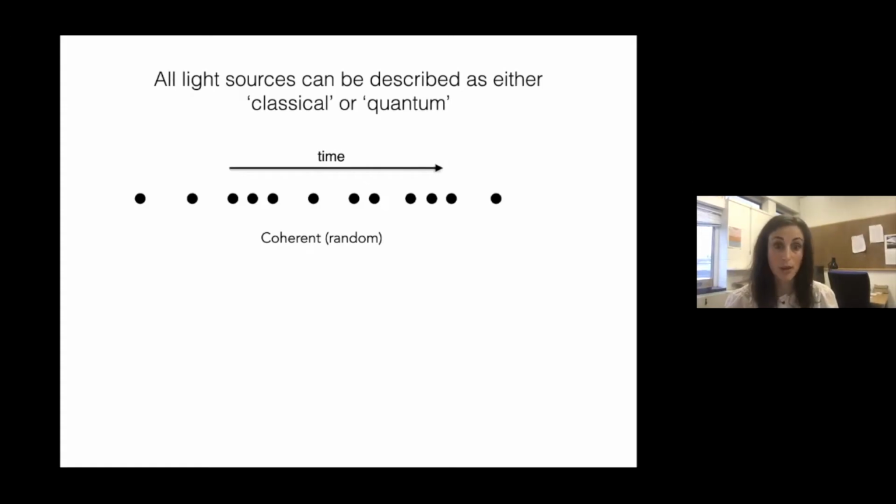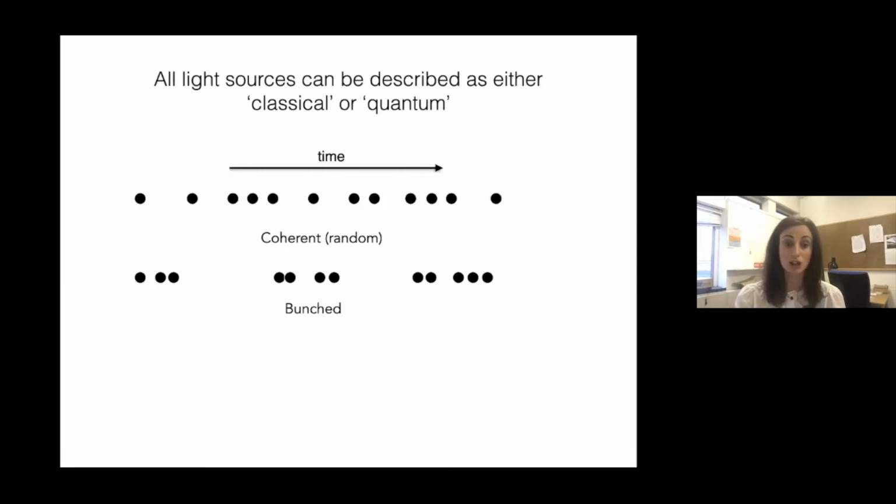This is what we call a coherent light source, and light from a laser operating below threshold would fit this description. Now imagine a second situation where the light is still random, but much more chaotic. So photons may be emitted in small bunches, and then a large gap, and then small bunches again. This type of light is appropriately called bunched light, and the type of light that follows this behavior is thermal light from the sun or light from a discharge lamp.